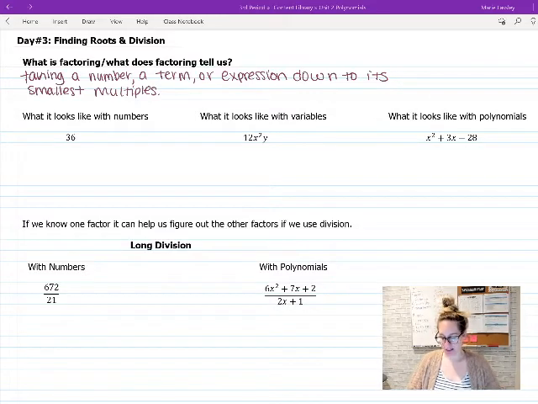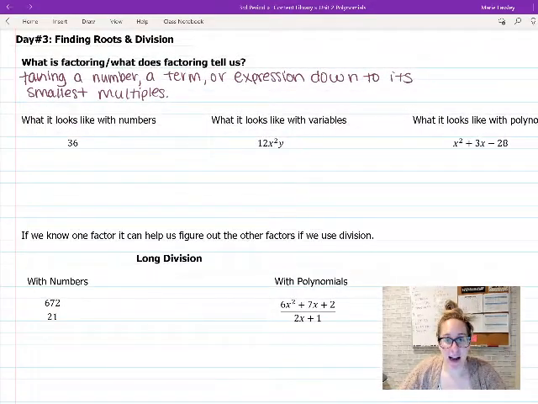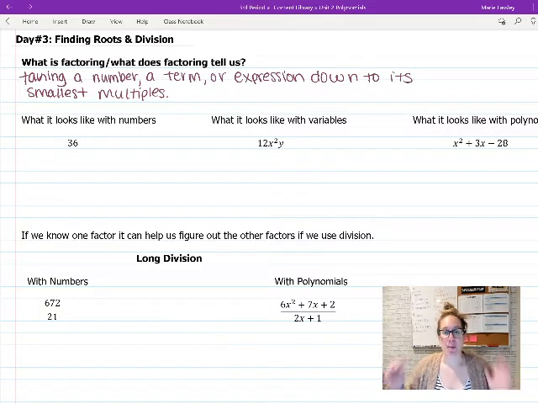It's fine. Anyways, this is what we've got going on here. Basically factoring takes a number, a term, or an expression, and breaks it down to its smallest multiples. It gives us the bare minimum of what multiplies together to make the thing that we have. Like I said, you did this in elementary school when you were dealing with numbers.